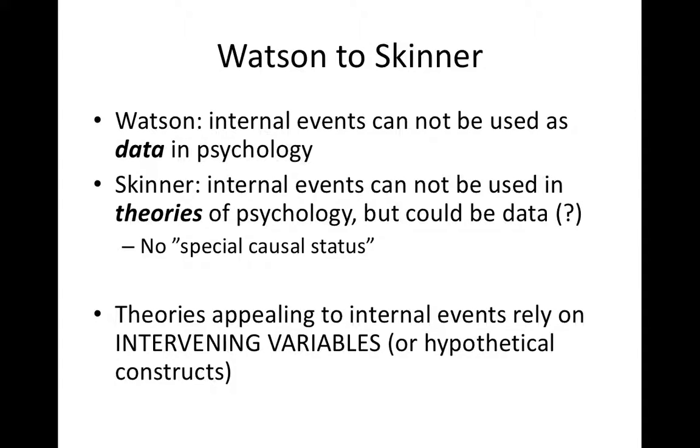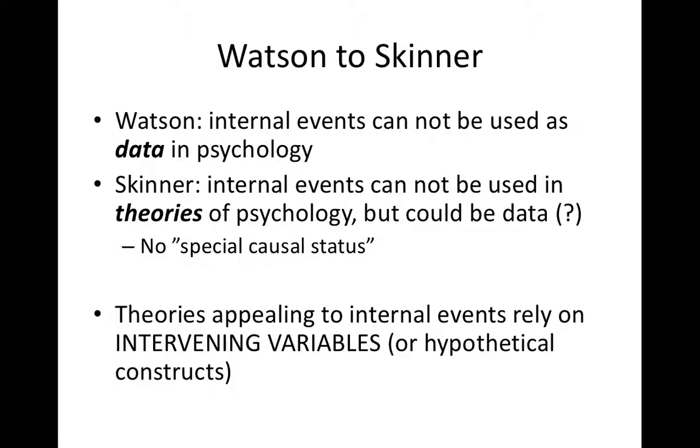So when we talk about what has changed from Watson to Skinner, Watson thought that internal events cannot be used as data in psychology, where Skinner thought that internal events could not be used in theories of psychology. We don't want to explain behavior by appealing to internal events, but these could be data. Well, what Skinner said was that he granted internal events no special causal status. Okay, so if a child hits a teacher and you say it's because he's angry, then that would be appealing to an internal event called anger that has no special causal status in Skinner's psychology. He didn't think that really provided any advantage because you still had to explain the anger.